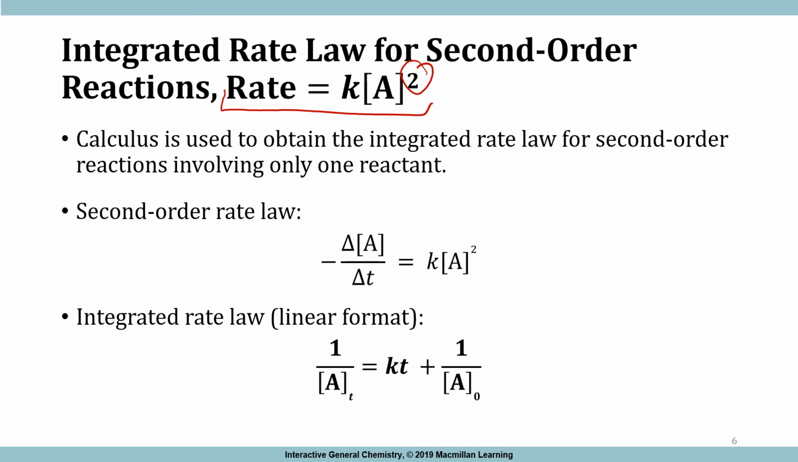So the way we can do that is if we find that 1 over your concentration is equal to kt plus 1 over your initial concentration. So your y-axis will be 1 divided by your concentration, and your x-axis will be time. So y is equal to mx plus b. So k is going to be your slope, and your y-intercept is going to be 1 divided by your initial concentration.